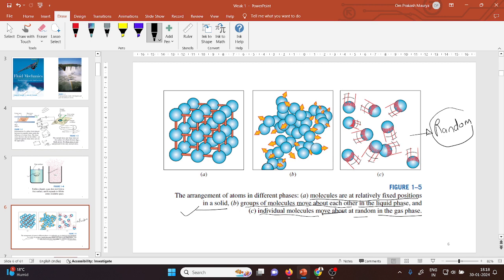And all these things, the random motion and moving about each other, are written here after lots of experiments, not only a single experiment, done by researchers.